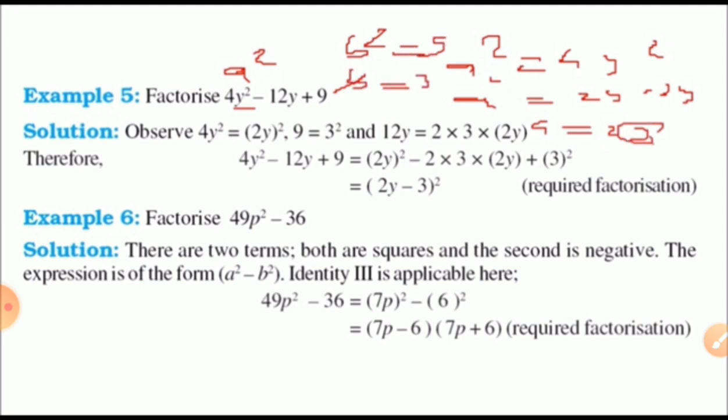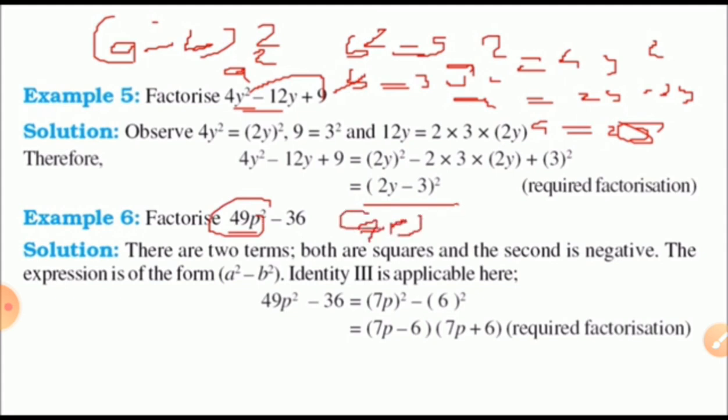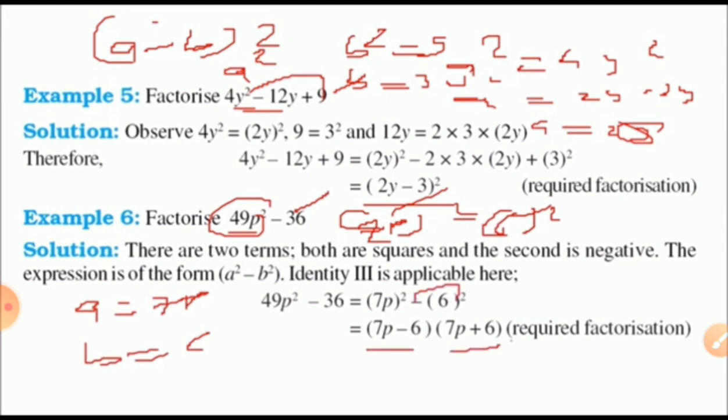Is it? So you have two numbers. Yes, correct. 6 6s are 36. And the answer is 2y minus 3 whole square. The third identity is here: 49p square minus 36. So 49 is the square of 7 and 36 is the square of 6, and p square is already given. So 7p minus 6 and 7p plus 6. First term a square minus b square.